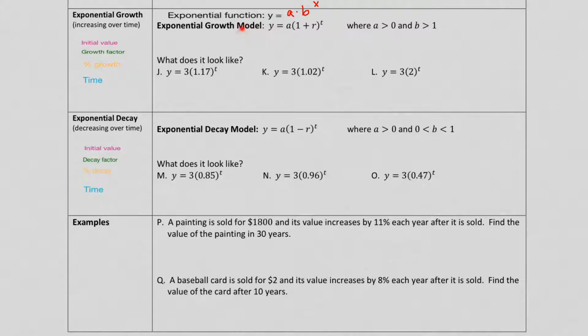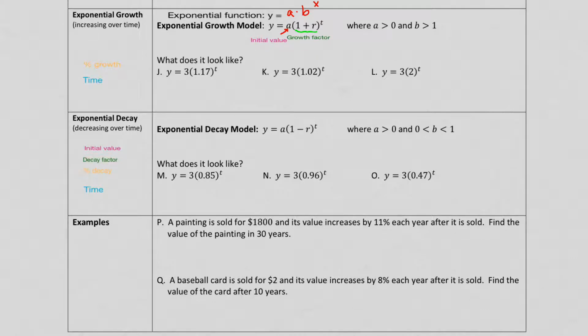For exponential growth, the a is still going to be the initial value. So that's your a term. It's your initial value in your story. Now in this case, this 1 plus r, notice how it's replaced the b. So this 1 plus r is still your pattern, but it's going to be called your growth factor. It represents how much your function is growing by.